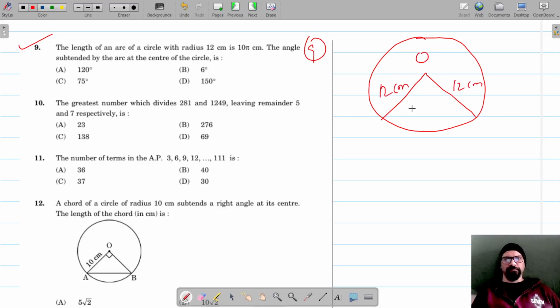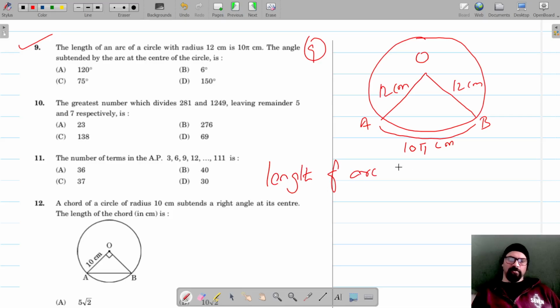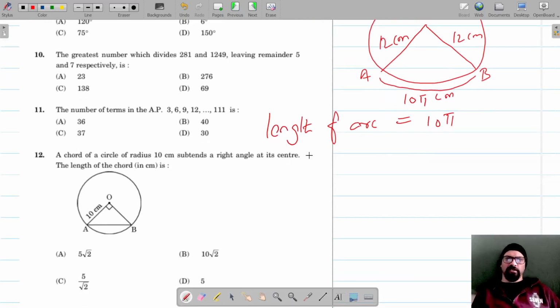O will be the center, and the length of the arc, let's say this is arc AB. So its length is given, which is 10 pi centimeter, and so this is the length of arc, which is equal to 10 pi, and we know that length of arc is given by theta by 360 into 2 pi r is equal to 10 pi.